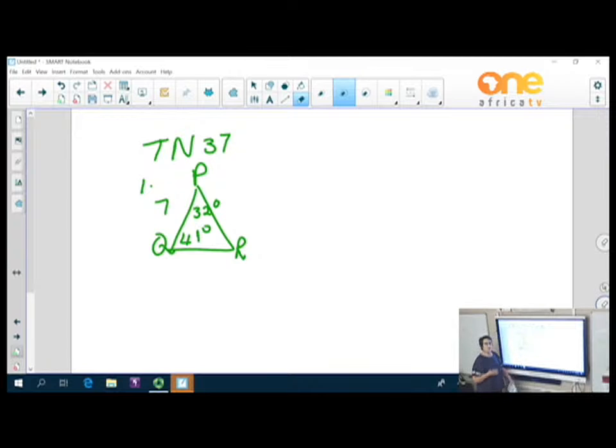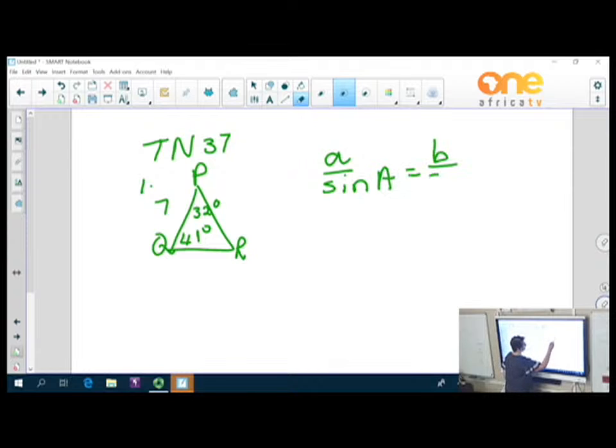Right, now the question is, which formula should I use? You know 4 formulas now: the sine rule, the cosine rule, the angle cosine rule, and the area. That is the 4 that we have now. So it is A over sine A, which is equal to B over sine B. This is my sine rule.